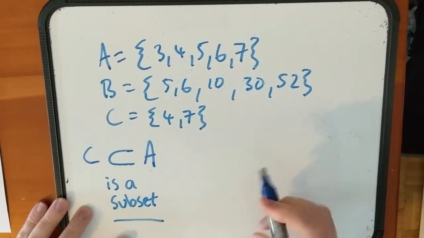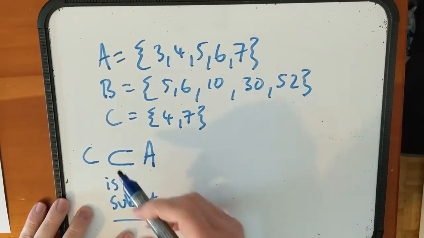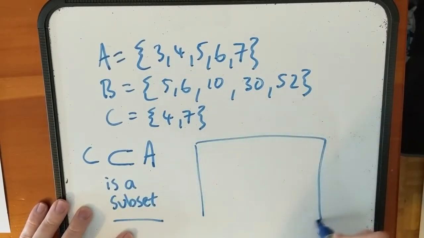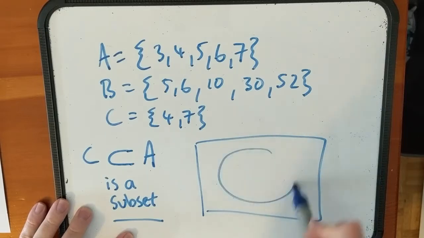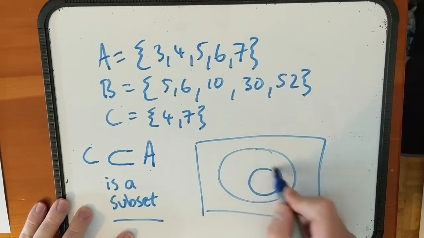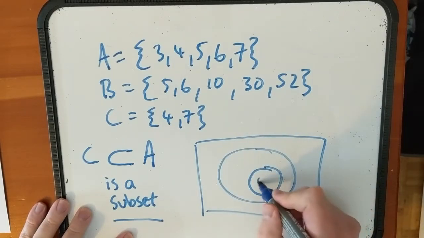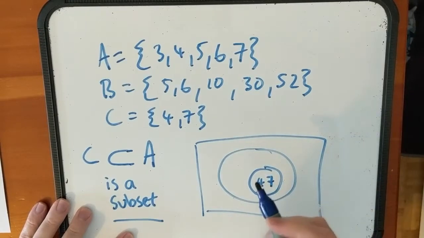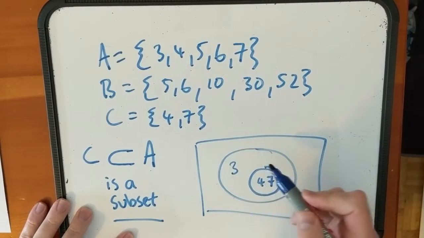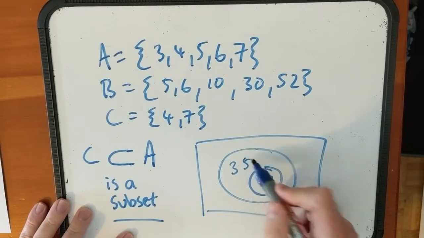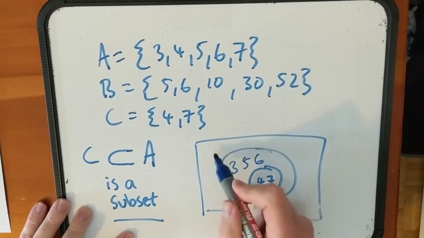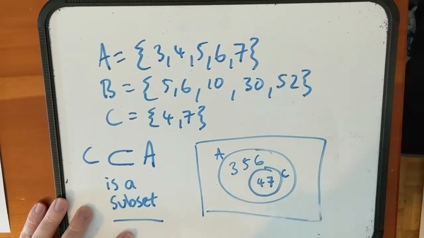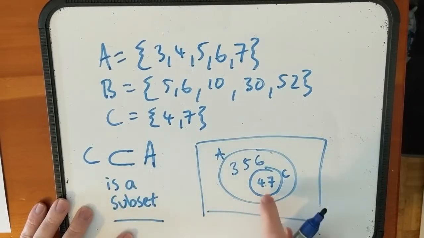Okay, and it means if you were drawing a Venn diagram of these two, you would have A, which is a great big set with loads of things in it, but C is inside it. So there's 4 and 7 here, but you also have 3, 5, and 6 in A. So that's A there and that's C there. So a subset, this symbol, is something which is completely inside another set.